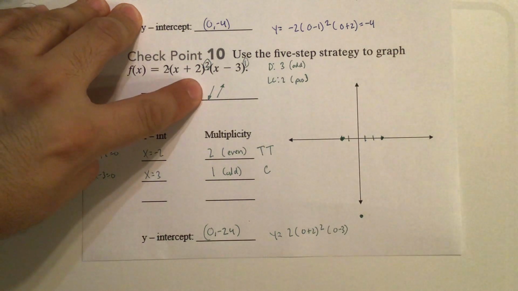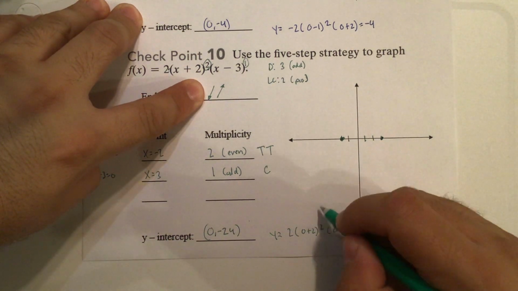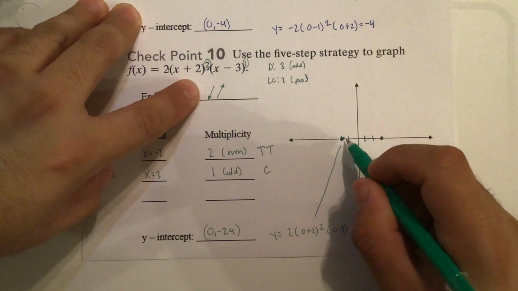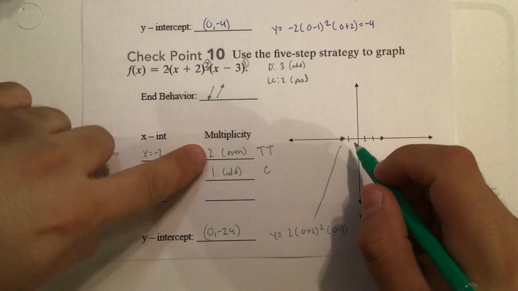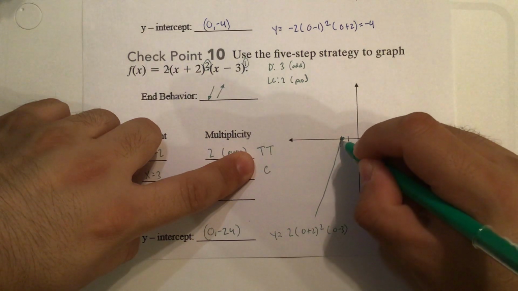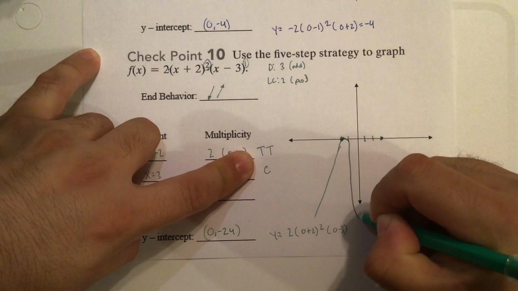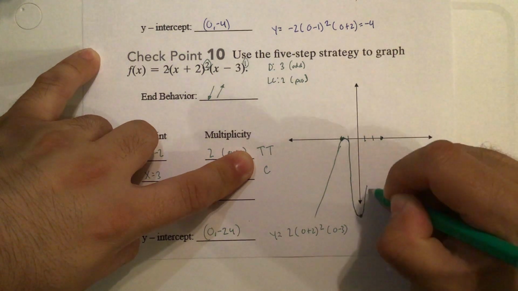All right, so I know I start from the bottom left. Once I get here, it's at -2. So x equals -2, it was even, so I'm going to touch it and I'm going to turn. And I'm going to come down here, and I'm going to pass through the y-intercept. I'm going to come back up because my root is up here.